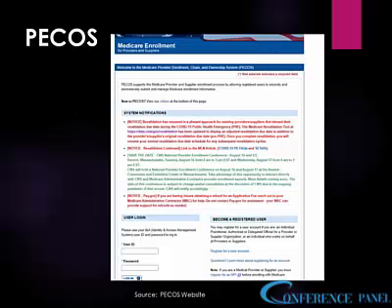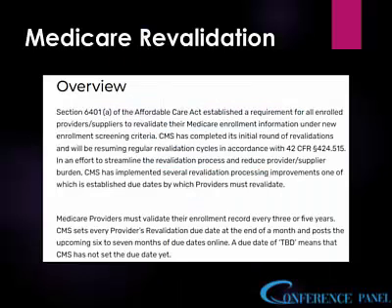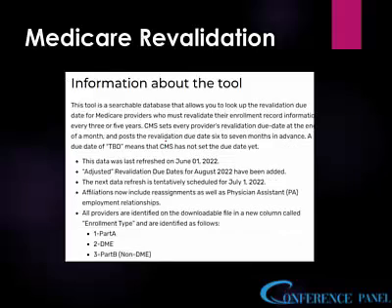So then you'll have your PECOS access. So either your provider is going to have access to PECOS, or if you've been set up as a surrogate, you will have access through the surrogate program. So revalidation is required if you're going to participate in the Medicare program. It's required under the Affordable Care Act. So there is a really nice tool online that you can go to, and you can check for your revalidation. You can check your organization's revalidation date. You can check your provider's revalidation dates.